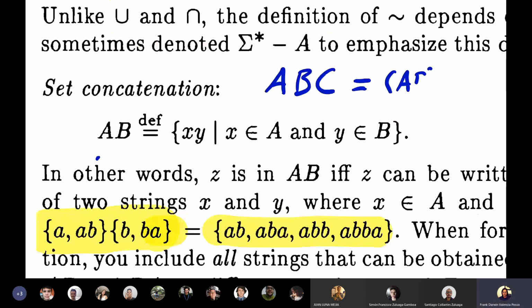This one is more interesting, which you probably didn't know. A concatenated with B are all the strings of X concatenated with Y such that X is in A and Y is in B. Okay.